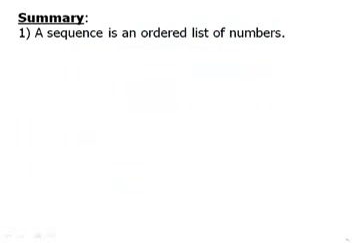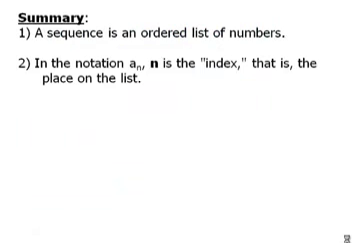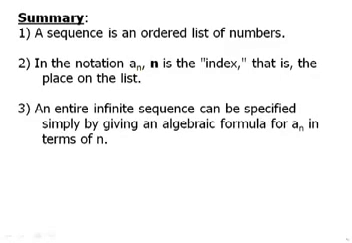In summary, a sequence is an ordered list of numbers. In the notation a sub n, n is the index, that is, the place on the list. An entire infinite sequence can be specified simply by giving an algebraic formula for a sub n in terms of n.